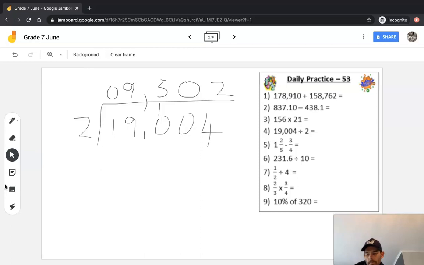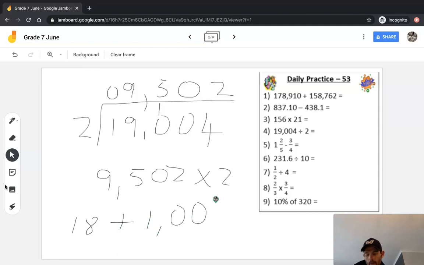Remember that we should check this by saying 9.502 multiplied by 2. Is that going to give us 19.004? Well, if we check 9 times 2 is 18. Okay. And 0.502 times 2 is going to be 1.004. And if you add 18 and 1, you get 19, and you have the 0.004 after the decimal. So I'm quite happy there that I can move on.